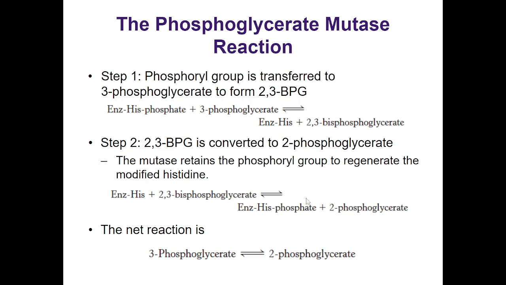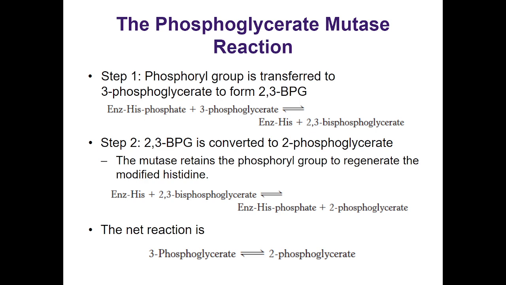Step 1 of this is a phosphoryl group is transferred to the 3-phosphoglycerate. This forms 2,3-BPG. So here's our enzyme with the histidine phosphate on it. This is the 3-phosphoglycerate right here. This is then going to transfer that phosphate over to the 3-phosphoglycerate. This will make our 2,3-BPG, which is going to be that intermediate in this reaction. Okay? I know you guys were shocked, right?